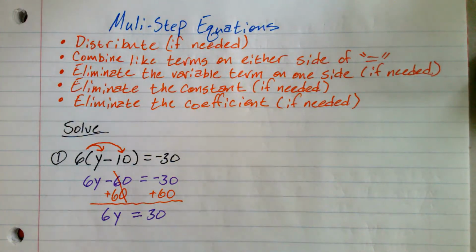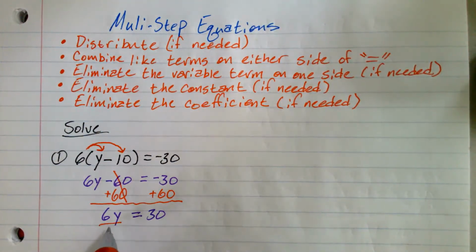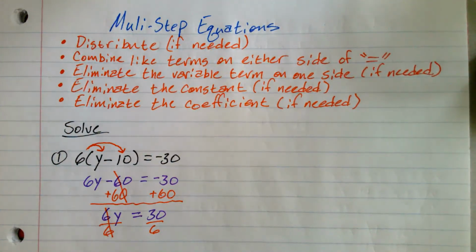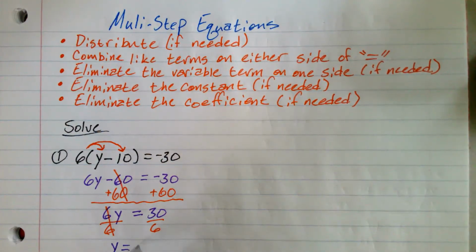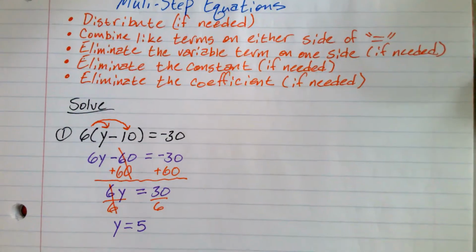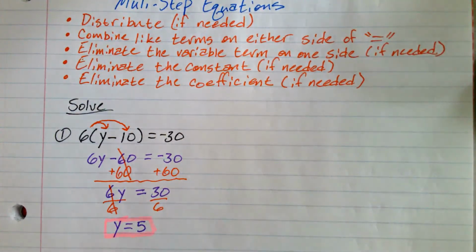All right. And then we want to get rid of the 6. So we do the last step, eliminate the coefficient, divide by 6 to eliminate that coefficient of 6. And we get 5. Our answer is 5. Okay. So this is a multi-step equation. We had to distribute. We had to eliminate a constant, eliminate a coefficient. Okay. Any question?